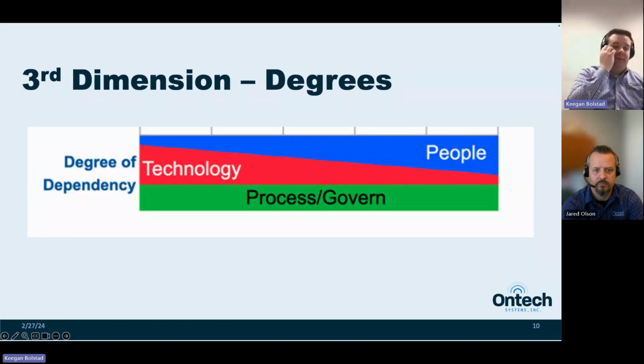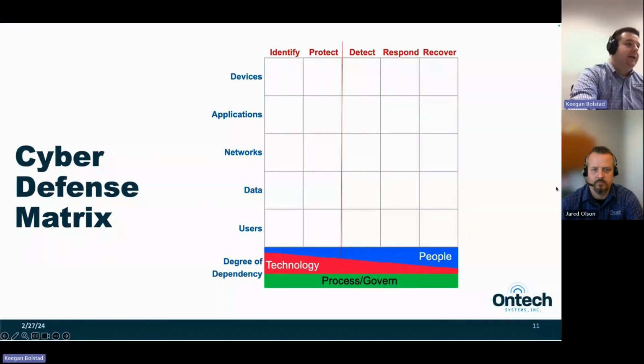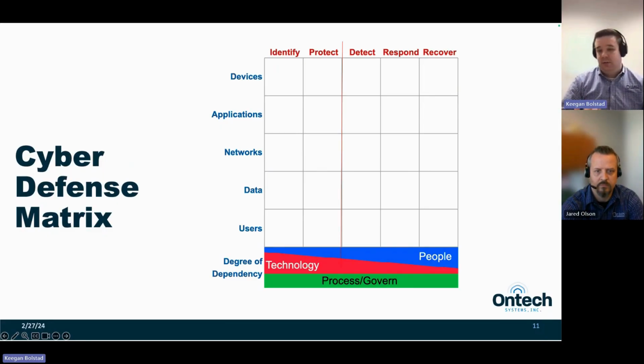A really important piece as we talk about the cyber defense matrix is the degrees of dependency. And this makes a little bit more sense if we go to the next slide. When we look at it, as we progress through an incident, we want to rely on people more than technology. But to identify, we want to rely on technology, because at the end of the day, it's really difficult. If I look at Jared, who's also responsible for Ontech's IT network, for him to know every computer, every piece of software that's installed on those computers, for him to try to do that manually is too time consuming. We need automation. We need technology to deliver that.